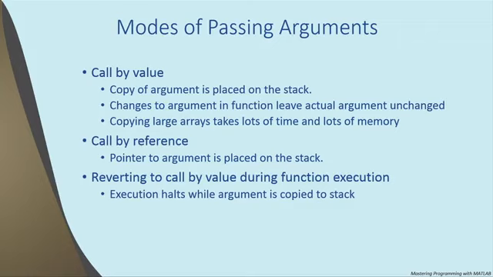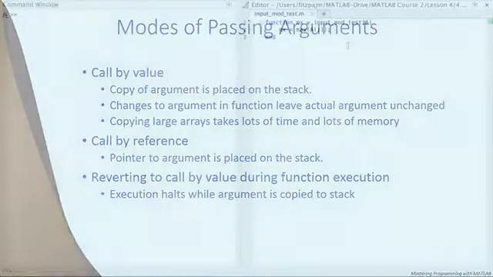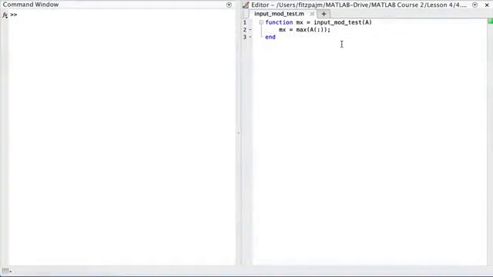Let's see an example. It's a trivial function that just returns the maximum value of its argument. Let's run it. First, we'll set up a big array. And we'll hand it to timeit. And it takes 0.15 seconds.